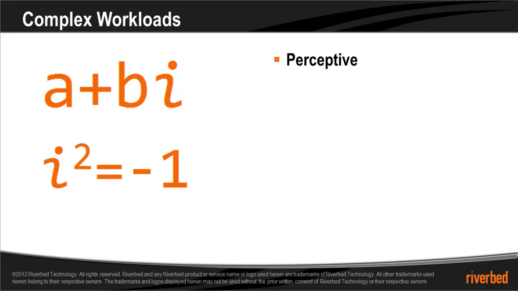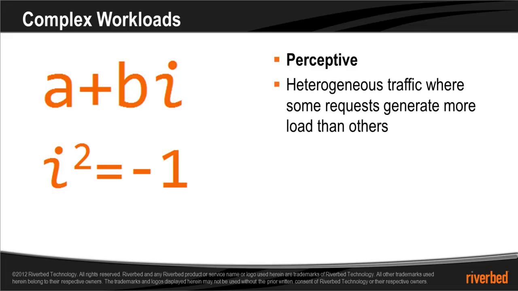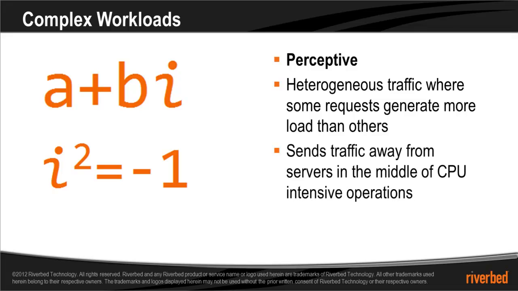For a more complex workload, where some requests generate more load than others, it's recommended to use a Perceptive algorithm. The Perceptive algorithm will send traffic away from servers that are in the middle of CPU-intensive operations. It does this by again factoring in response time. Servers in the middle of CPU-intense operations will begin to respond slower, triggering the Perceptive algorithm to begin directing traffic away from those servers.